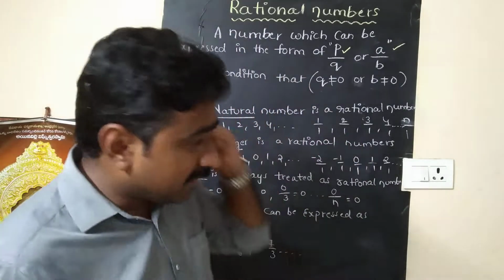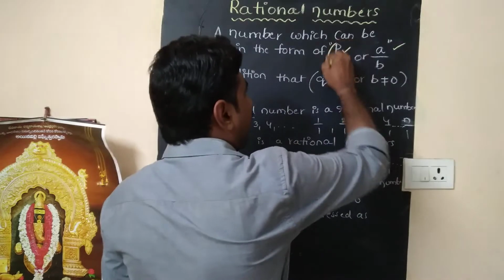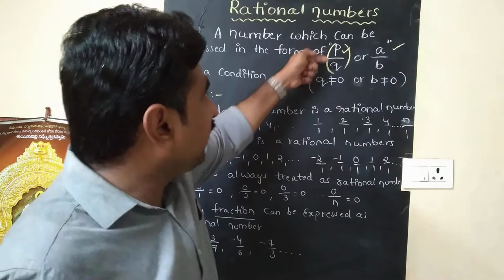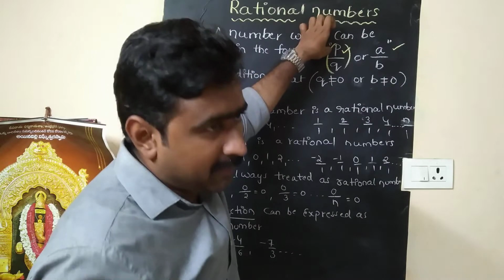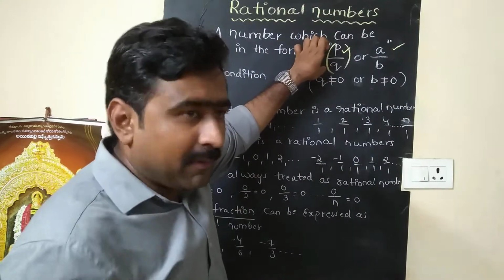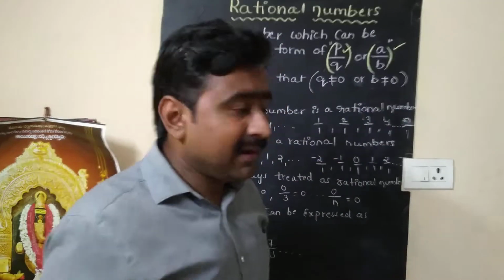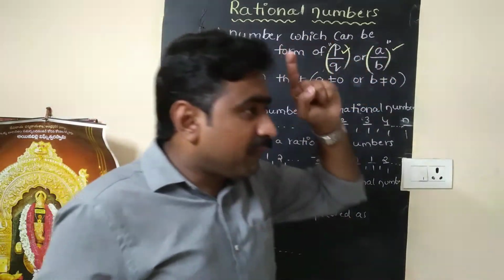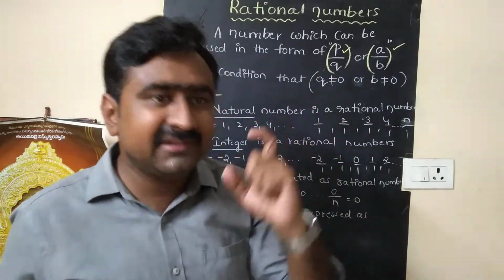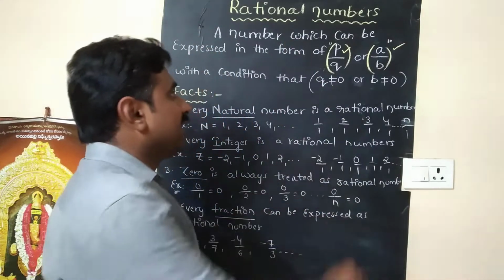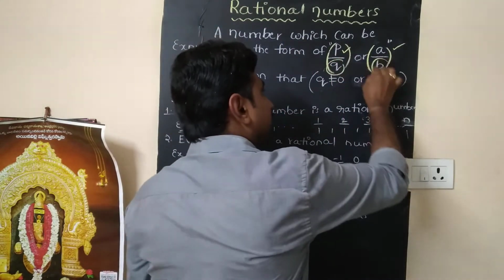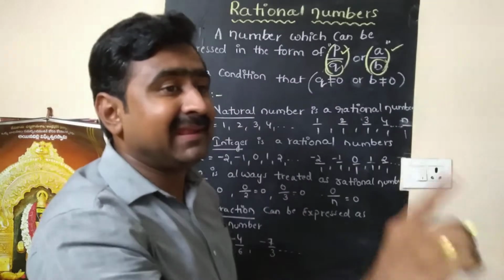And we have to remember one more condition. If you observe the P by Q notation, P is the numerator part and Q is the denominator part. Similarly, if you select A by B, A will be the numerator and B is the denominator. While expressing any number in rational form, we have to keep one condition in mind: the denominator, either Q or B, should not be equal to 0. They are not supposed to get the value of 0.